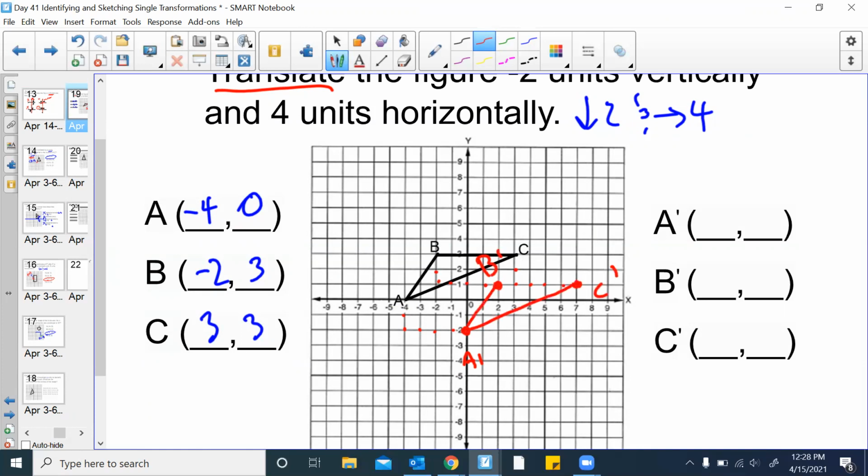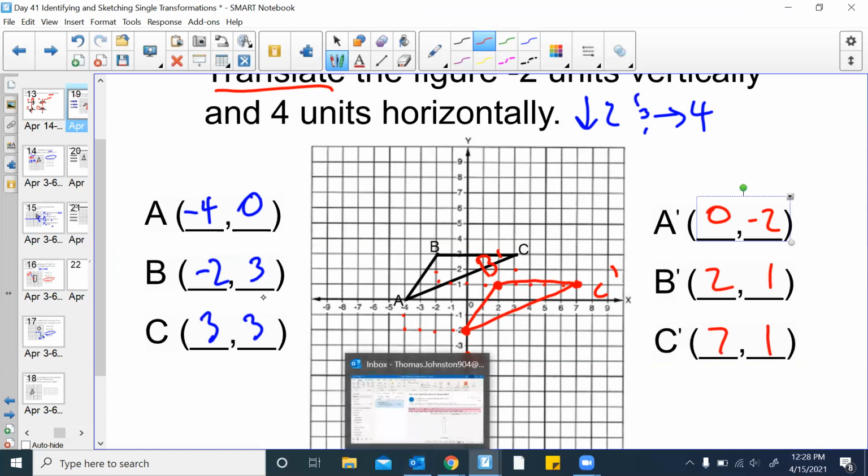And if we draw our shape, you guys will see that it is in fact the same. So let's just get our points together. All right, A, it looks like we don't go left or right, but we do go down 2, so that's negative 2. B, it looks like we come over 2 and up 1. And C, it looks like we go over 7 and up 1.